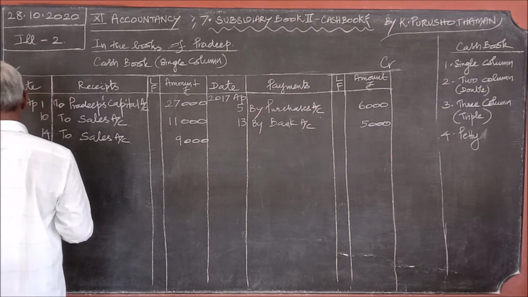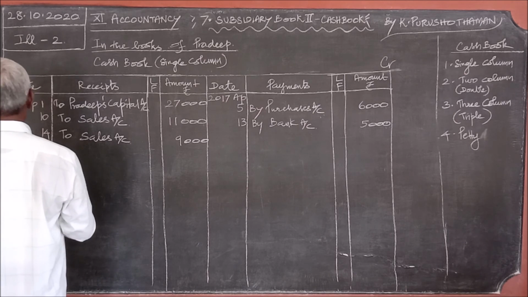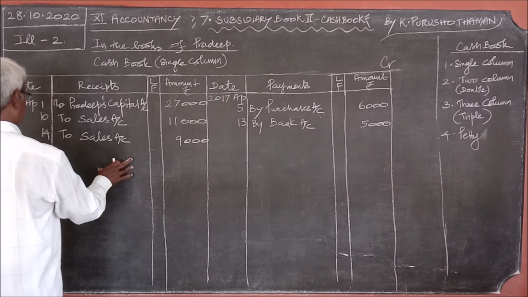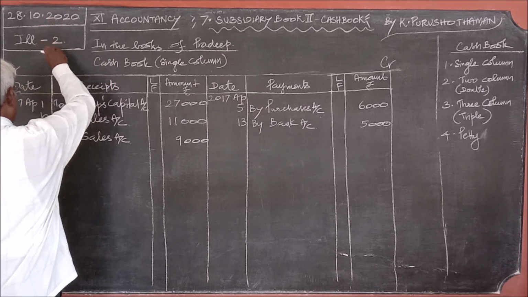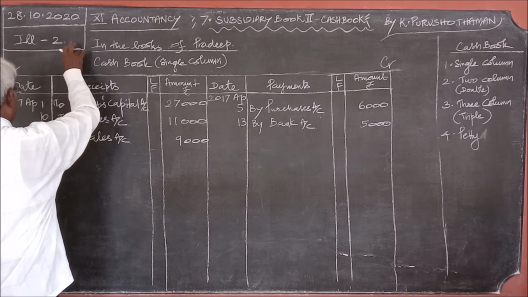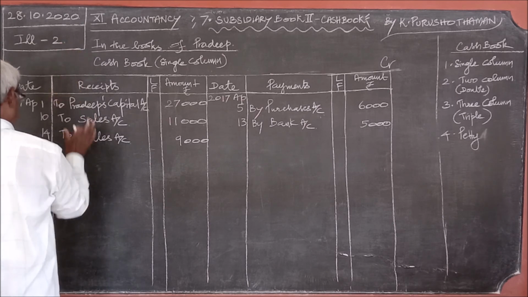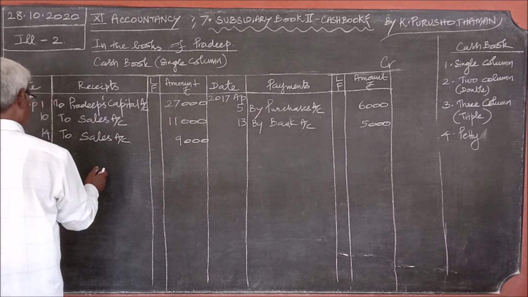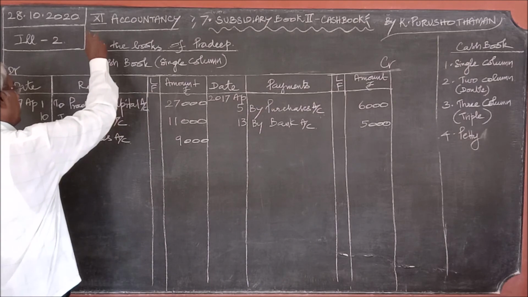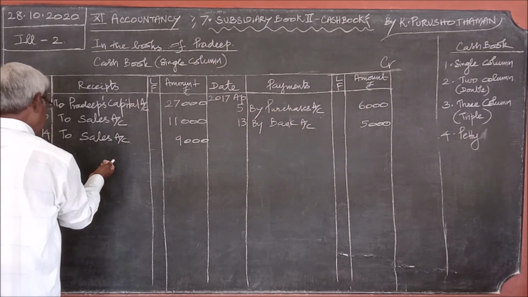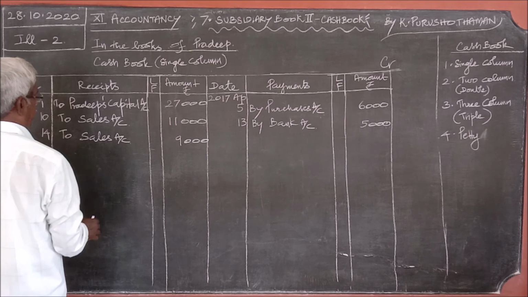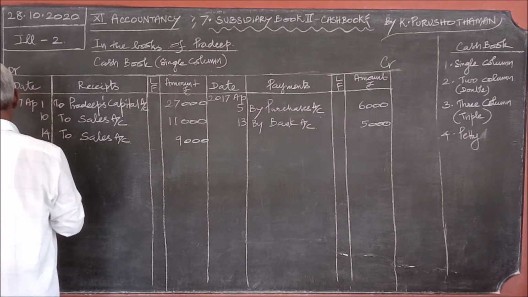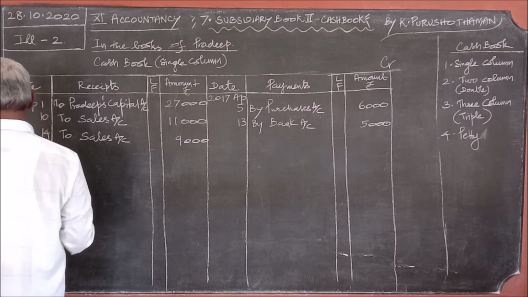Then, 17th, goods purchased from Preeti on credit. Here only cash transactions will appear. In subsidiary books, day books, purchases book, purchase return book, sales return book, only credit transactions will appear. But in this cash book, only cash transactions will appear. In those day books, no cash transactions. In this cash book, no credit transactions. Therefore, the 17th transaction is not appearing here.